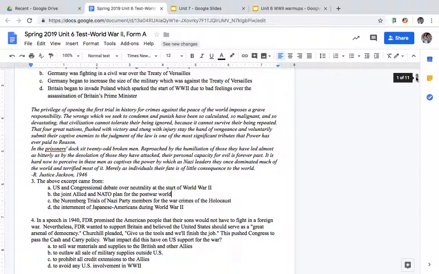That came from Justice Jackson in 1946. The above excerpt came from A. The U.S. and congressional debate over neutrality at the start of World War II. B. The joint Allied and NATO plan for the post-war world. C. The Nuremberg trials of Nazi Party members for their war crimes of the Holocaust. D. The internment of Japanese Americans during World War II.